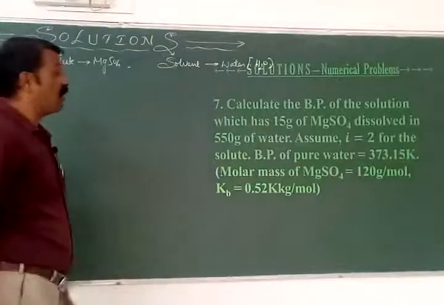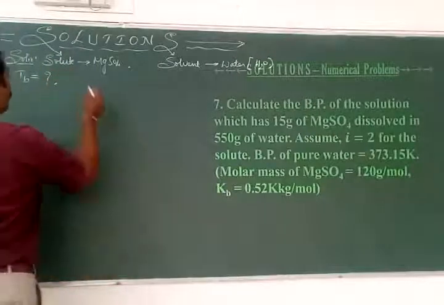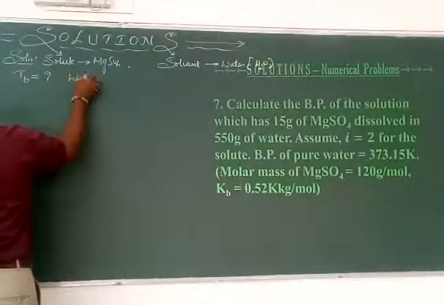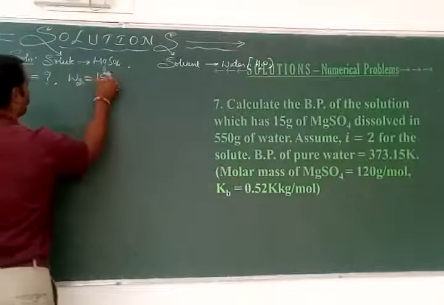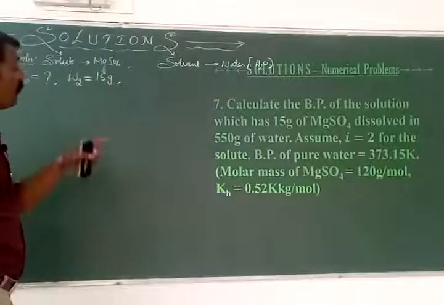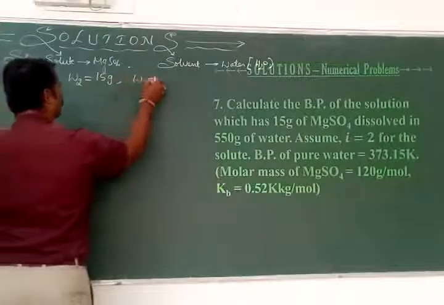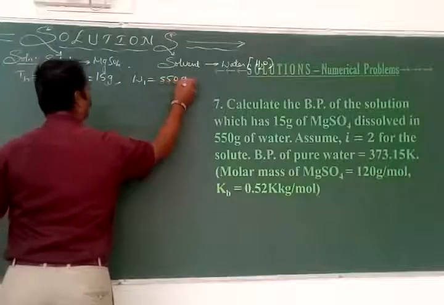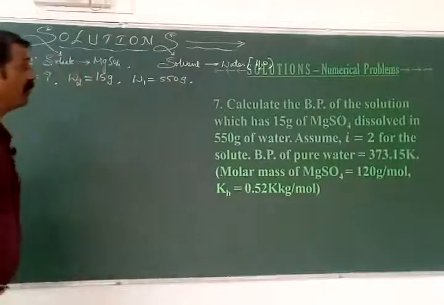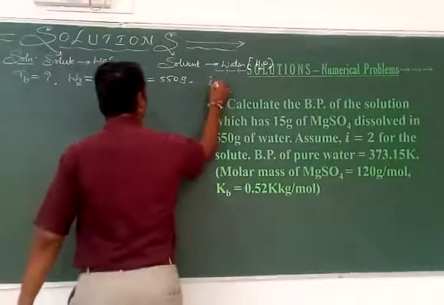It has how many grams? 15 grams of magnesium sulfate. Magnesium sulfate is the solute, therefore the mass of magnesium sulfate is W2, equal to 15 grams. It is dissolved in 550 grams of water. Water is the solvent, so the solvent mass W1 is equal to 550 grams. And already the i factor is given. i, the van't Hoff factor, is equal to 2.